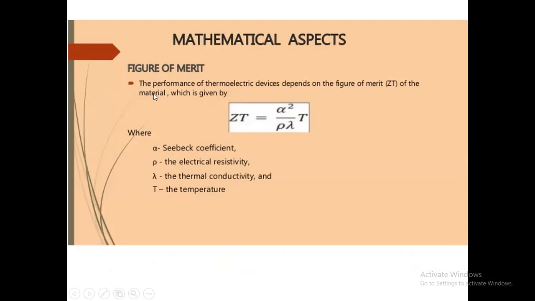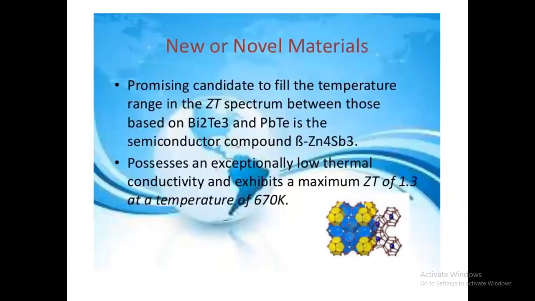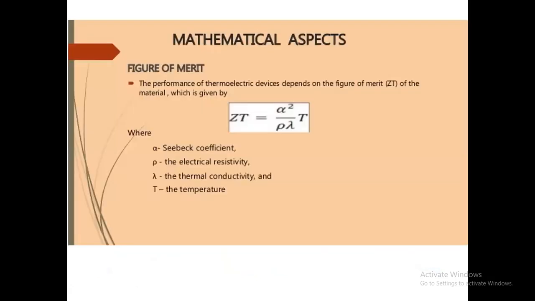The performance of thermoelectric devices depends on the figure of merit mentioned in this. This is the structural diagram of the novel material used for a thermoelectric power generator, and the ZT equation is alpha squared over rho times lambda, multiplied by T. So alpha is the Seebeck coefficient, rho is the electrical resistivity, lambda is the thermal conductivity, and T is the temperature.